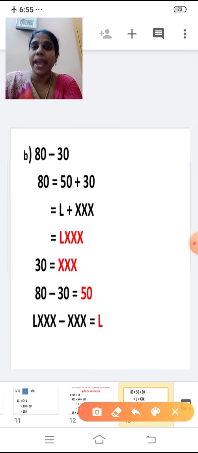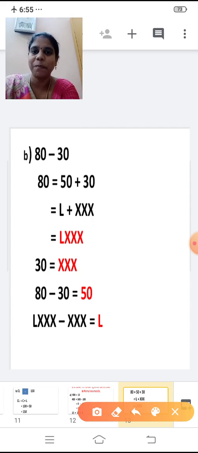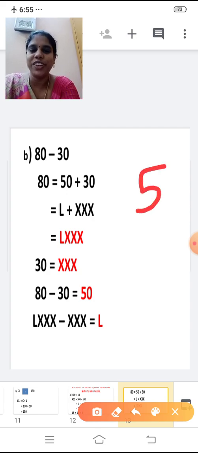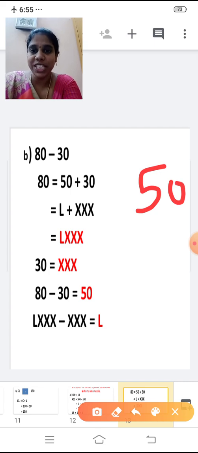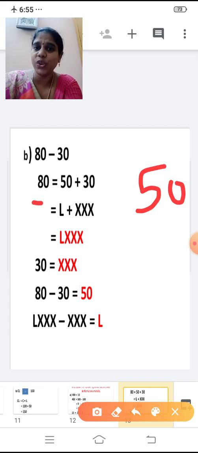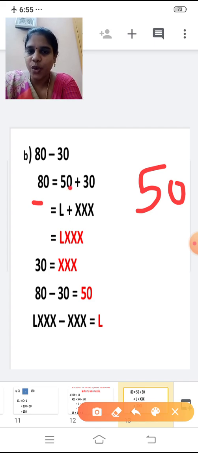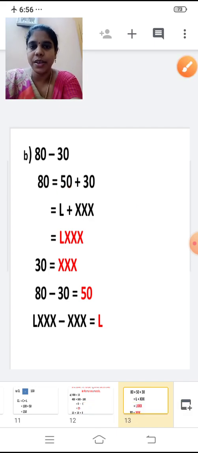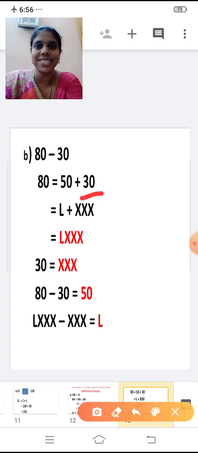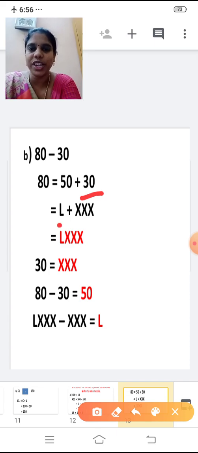Now second one, 80 minus 30. When you subtract 80 minus 30, what will be the answer? 50, right? So 50. So now we'll see. First we'll change 80 into Roman numeral. 50 plus 30 is 80. The Roman numeral for 50 is L plus 30. X. Roman numeral for 30 is X. Add all together. LXX.